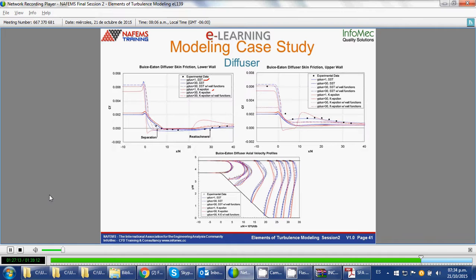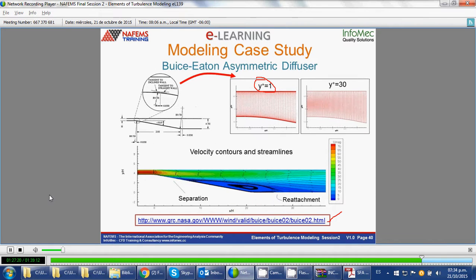And if you read the report, they have certain recommendations for this type of problem where you do have area enlargement, where the velocity is going to go down and pressure picks up, so there is an adverse pressure gradient which causes flow separation and flow reattachment.